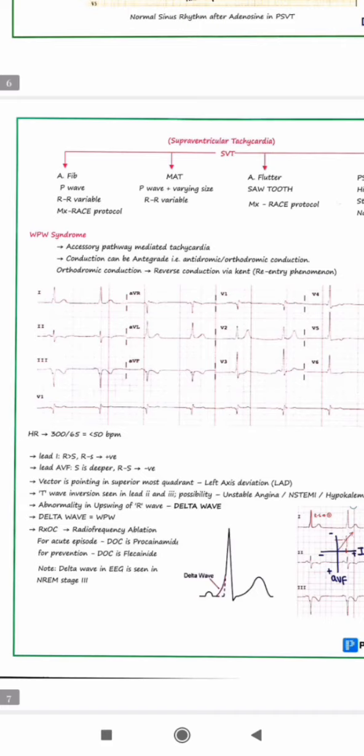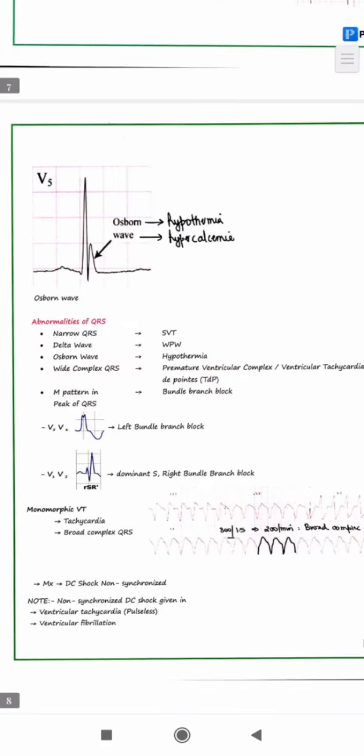So we have to remember the dimensions of the respective leads. Like in lead 1, the R wave is more positive, and in aVF the S wave is deeper. We're going to study how to read ECGs in the subsequent discussions also.